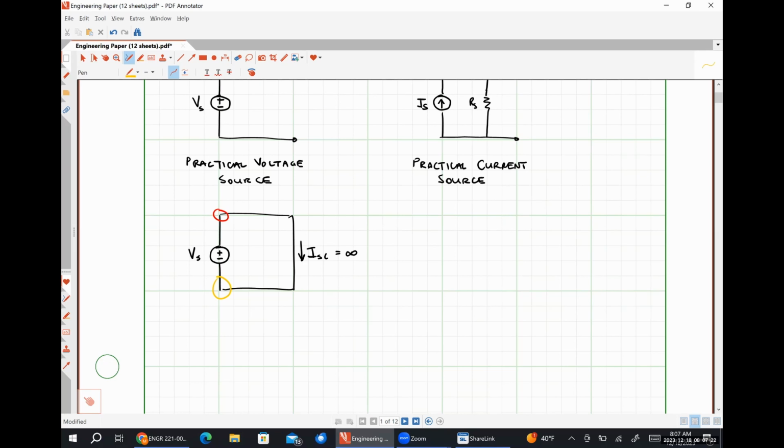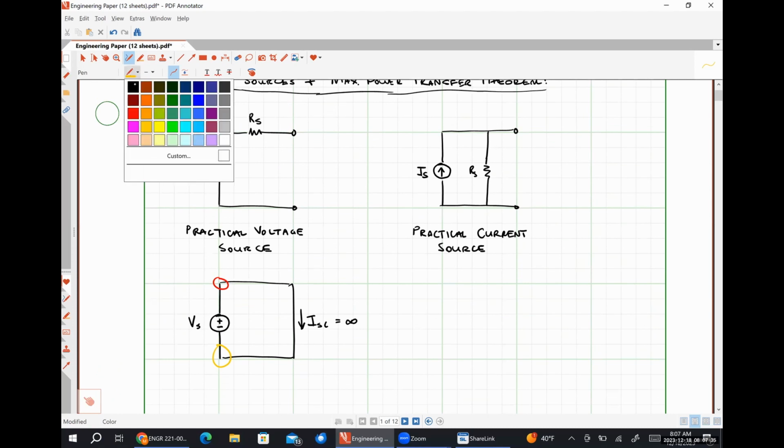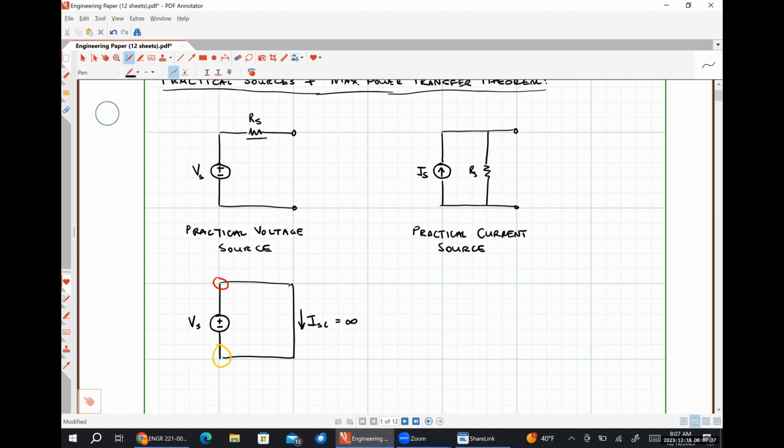Now, can a real voltage source ever supply an infinite amount of current? Absolutely not, okay? So the purpose of this resistor here, Rs, is to limit the amount of current that flows out of the voltage source down to some real value.